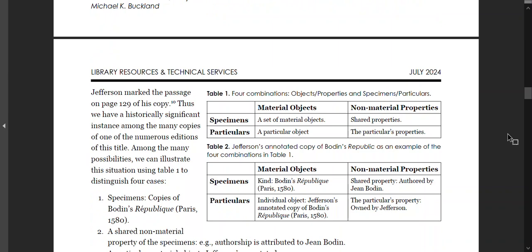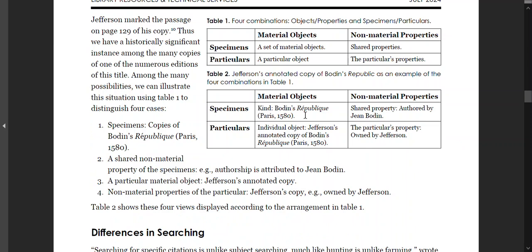So here's our Table 1: set of material objects, shared properties, particular object, particular's properties. In this case we have specimens, copies of Bodin's République, Paris 1580. Shared non-material property of the specimens, e.g. authorship by Jean Bodin. A particular material object, Jefferson's annotated copy. And then non-material properties of the particular, so Jefferson's copy as in owned by Jefferson. So those are the four views displayed according to the arrangement in Table 1.